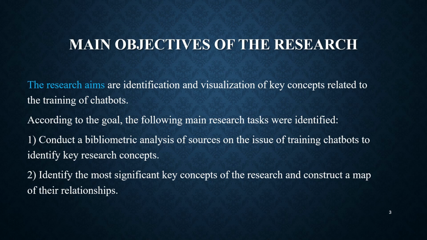According to the goal, the following main research tasks were identified. First, conduct a bibliometric analysis of sources on the issue of training chatbots to identify key research concepts. Second, identify the most significant key concepts of the research and construct a map of their relationships.